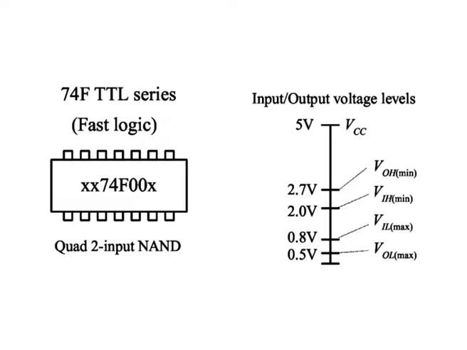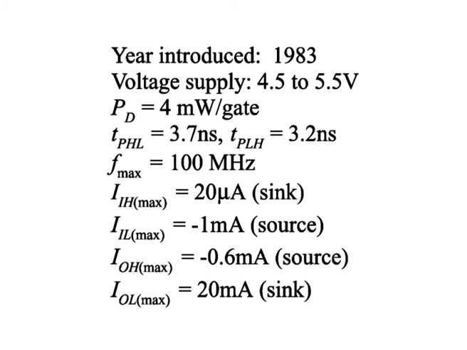The 74F TTL series is faster than the 74ALS series. It also has improved noise margins, reduced input currents and better driving capabilities. It also handles heavier capacitive loads than earlier TTL families. It was introduced in 1983 with the following parameters.